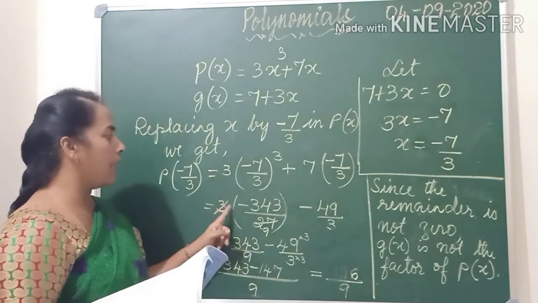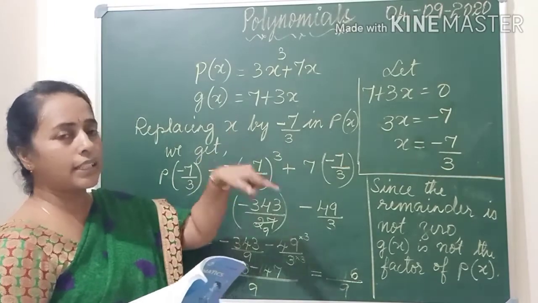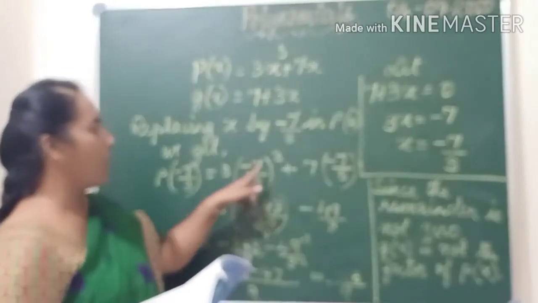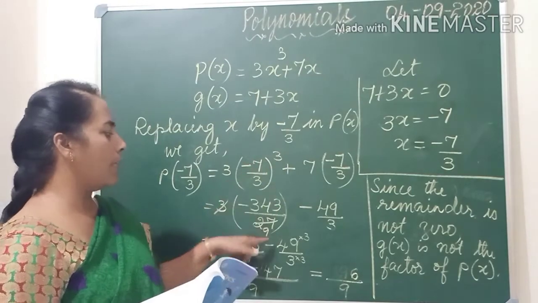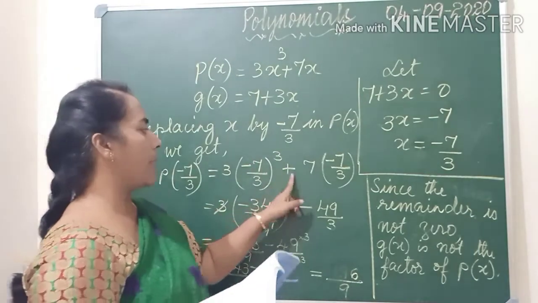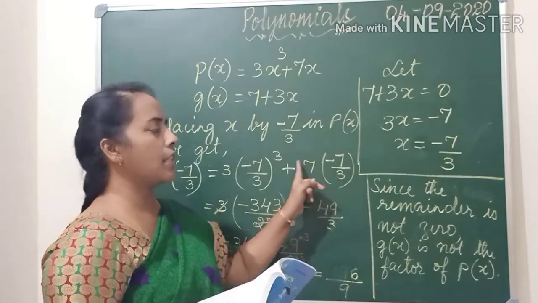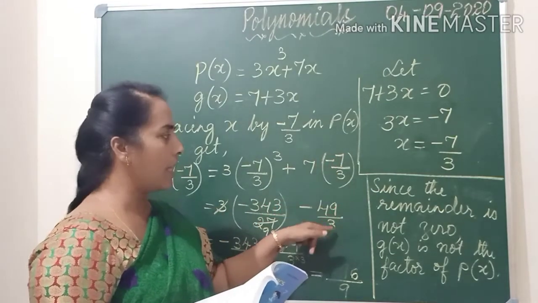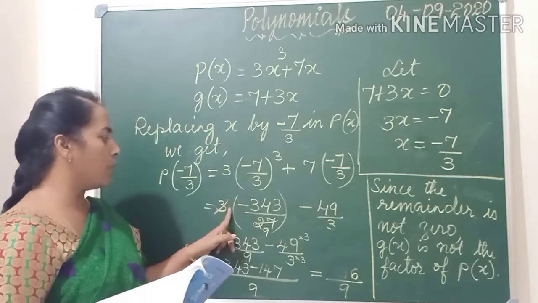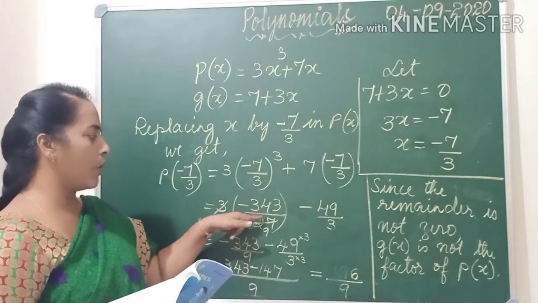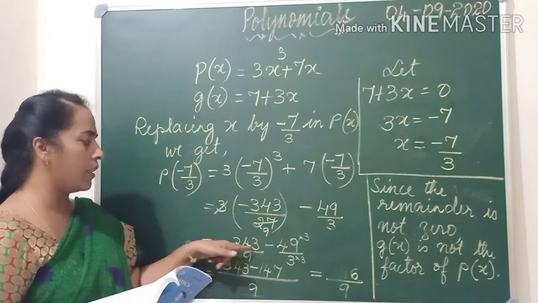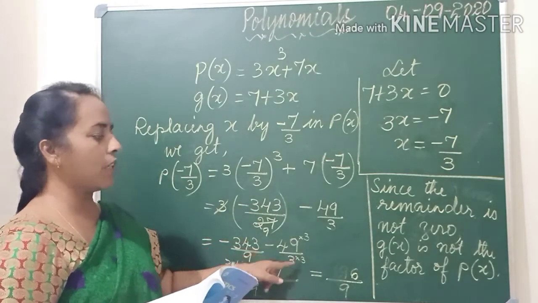So next 3 into, now multiply, minus 3 times, you will get minus only. So 7 cube is 343 divided by 3 cube is 27. Plus into minus, multiply these two numbers, 7 7s are 49 by 3. So now here into is there, so you can simplify these two. 3 1s are 3, 9s are. So what do you get? Minus 343 divided by 9 minus 49 by 3.